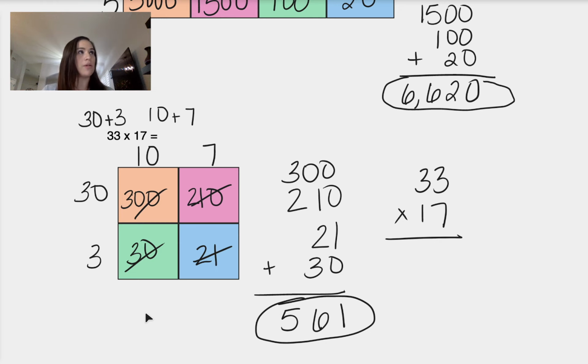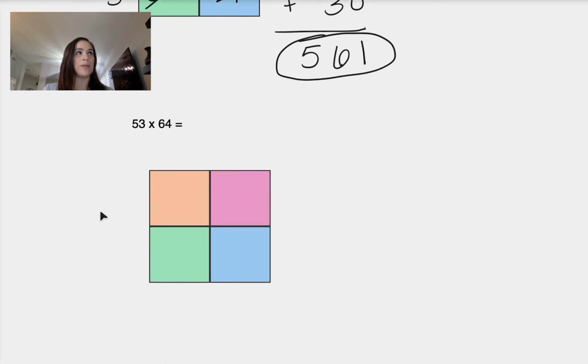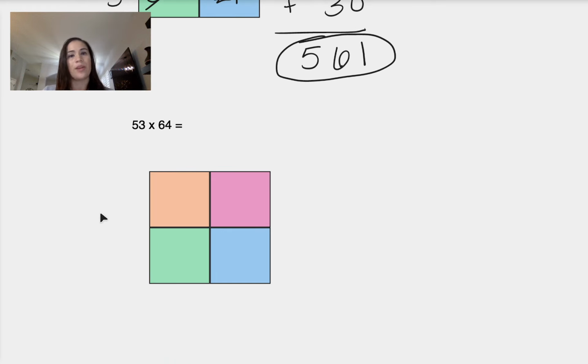All right, so we are going to do one last example here. We have 53 times 64. So first step, to break these both down into expanded form. So 53, so the 5 is in the tens place, so 50. 3 is in the ones place, so 3. 64, 60 is in the tens place, and then 4 is in our ones place. And the zeros are just the fillers for our tens.